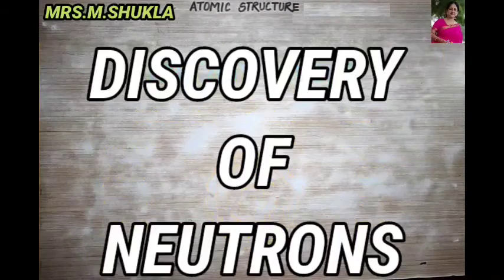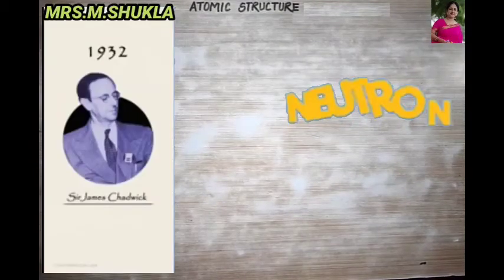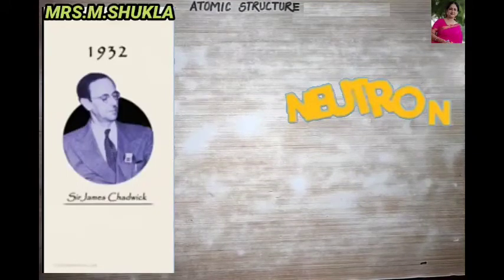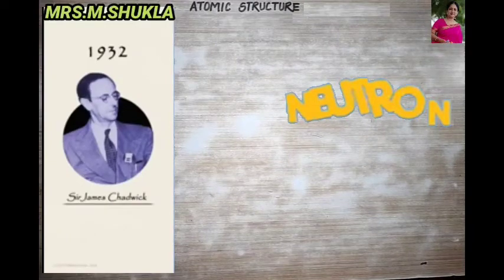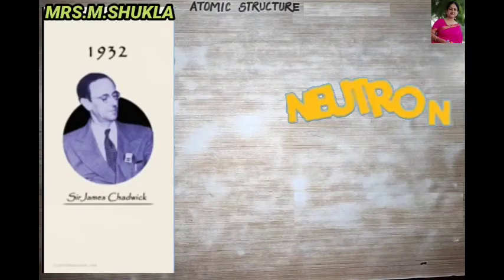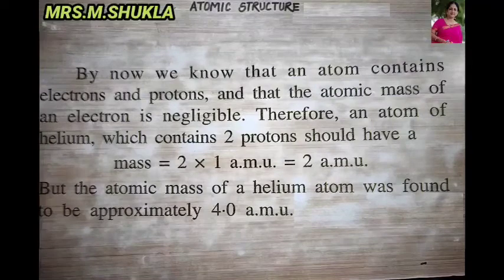Now came the discovery of neutrons. By now the scientists were very happy that they had already discovered the fundamental particles of the atom. But suddenly, when an atom of helium was noticed, it contained 2 protons, right? That means the mass should have been equal to 2 AMU. But the atomic mass of helium was actually found to be approximately 4 AMU. So this led to the discovery of neutrons.